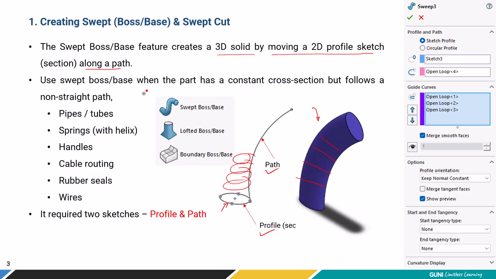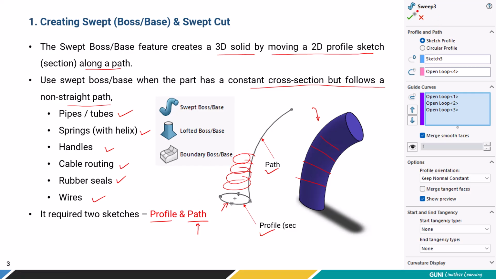Now use swept boss base when the part has a constant cross section and follows a non-straight path, as explained just earlier. So what you can create using this swept base: you can create pipes, tubes, springs, handles, cable routing, rubber seals, wires. Now remember, you require a profile and path. Now the path can be existing edges of a face or you can sketch the path. It will work.